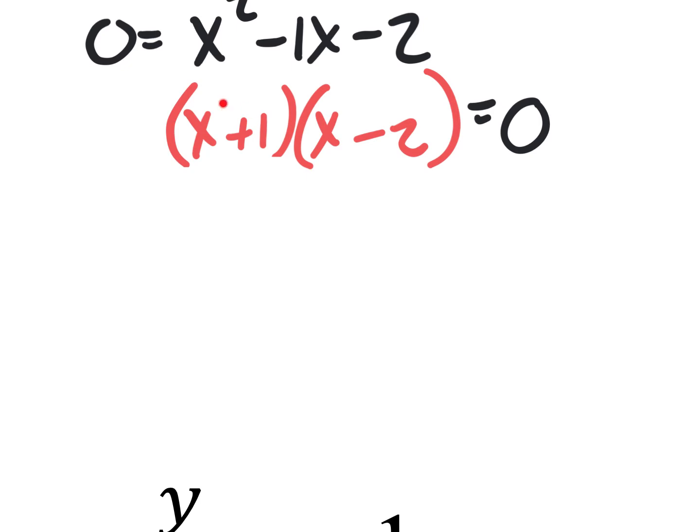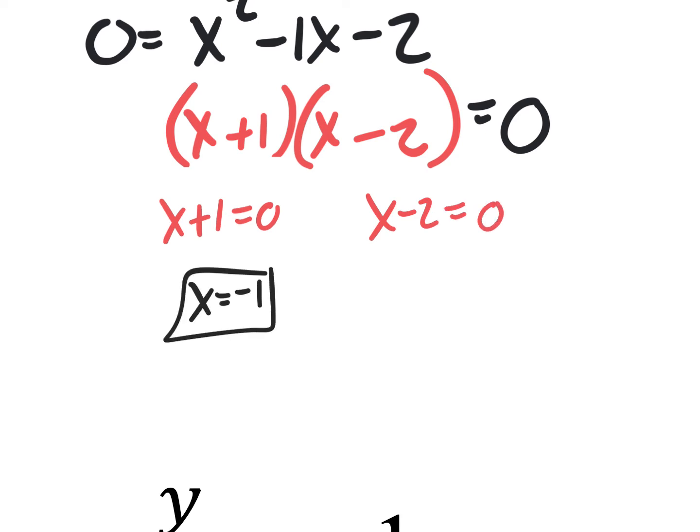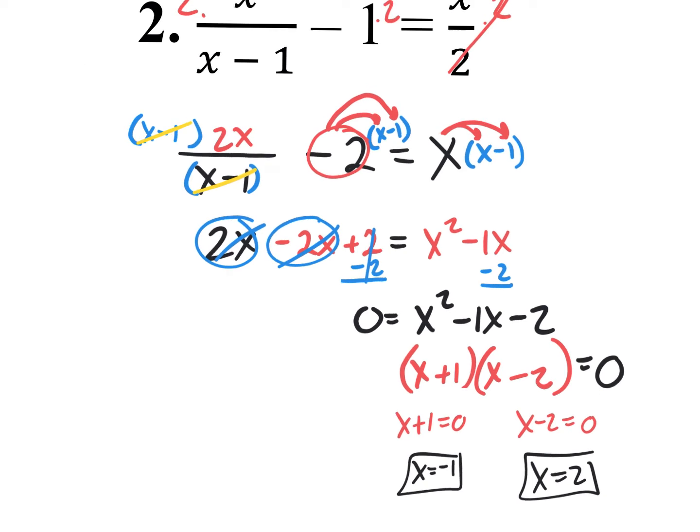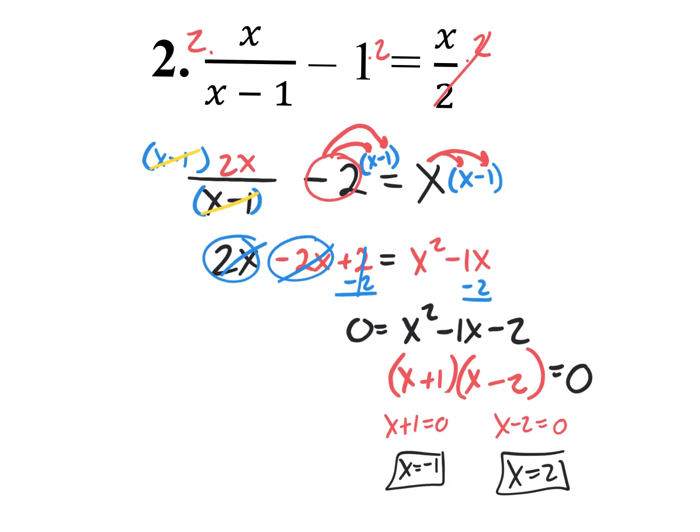says that when you have something times something equals 0, the first something could be set equal to 0, the second something could be set equal to 0. So we're going to do exactly that. x plus 1 equals 0, x minus 2 equals 0. Your 2 answers will be x equals negative 1 and x equals positive 2. So those are the 2 answers to this rather long equation.